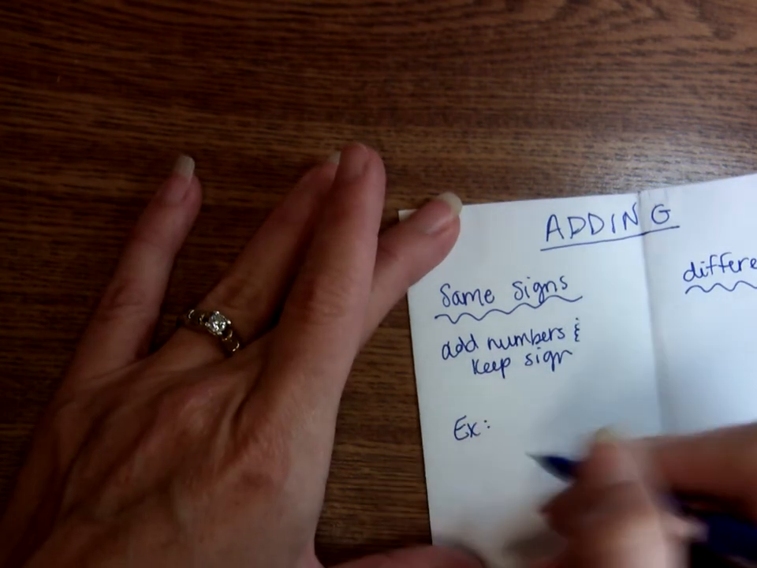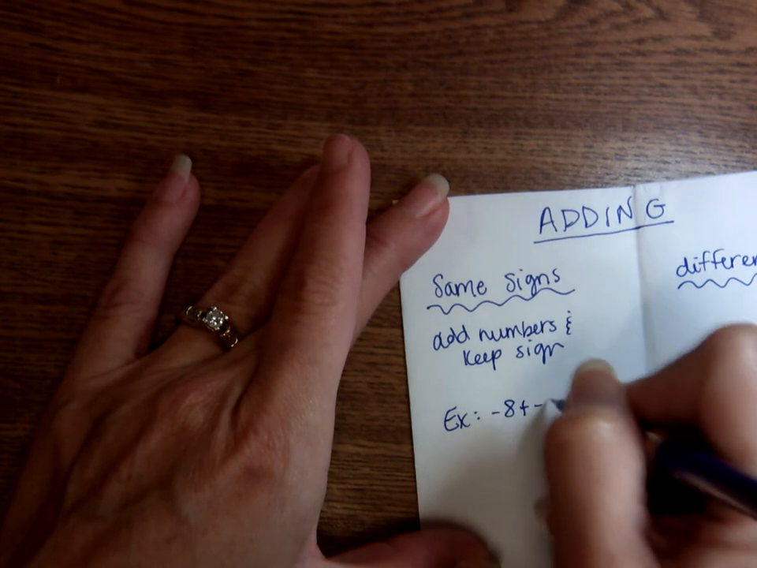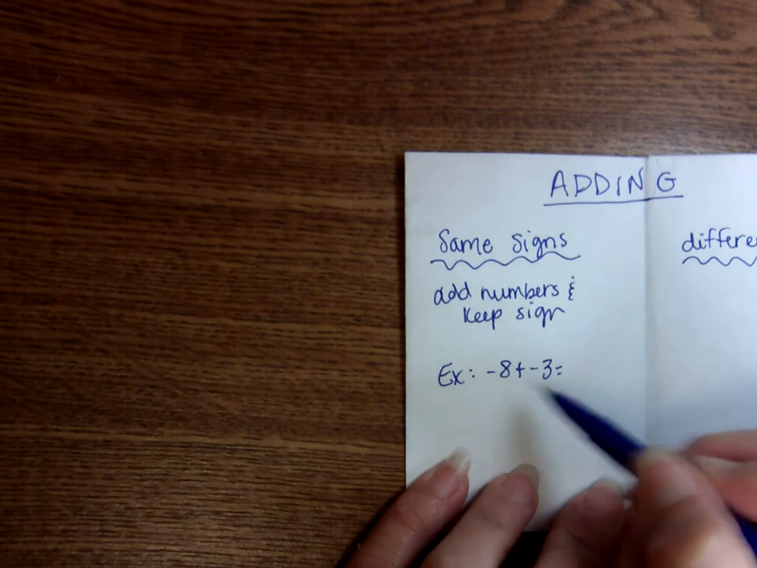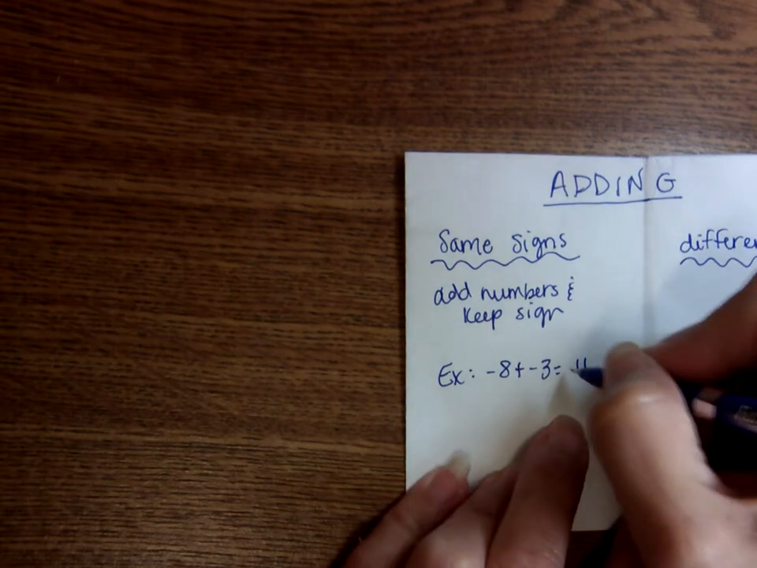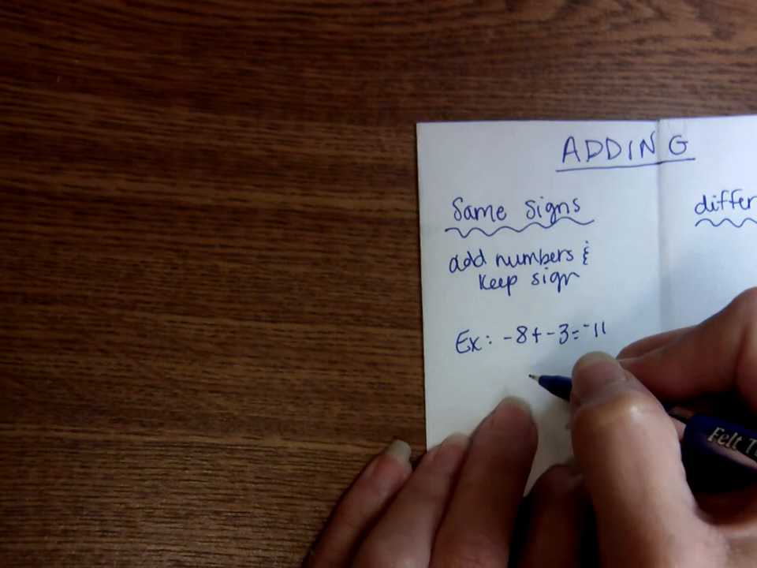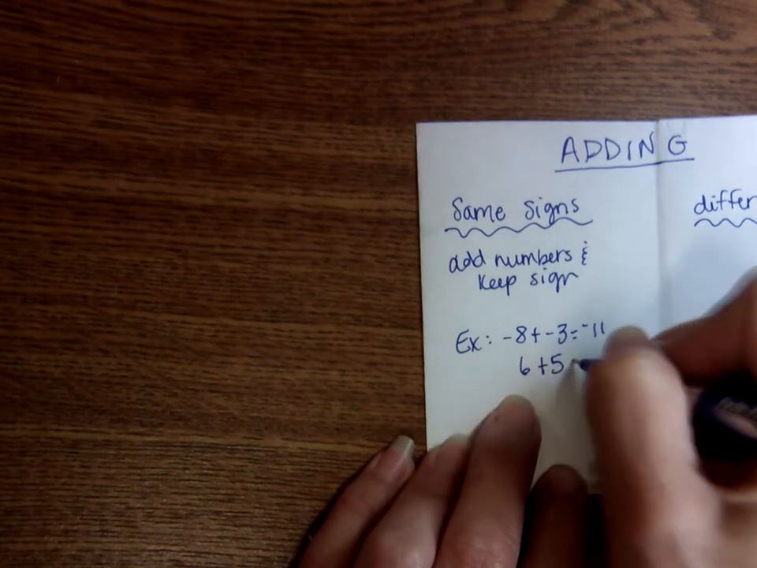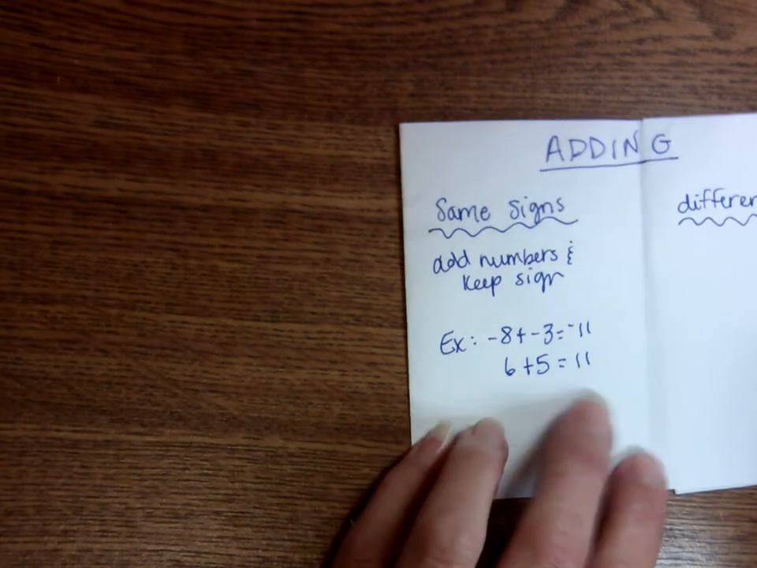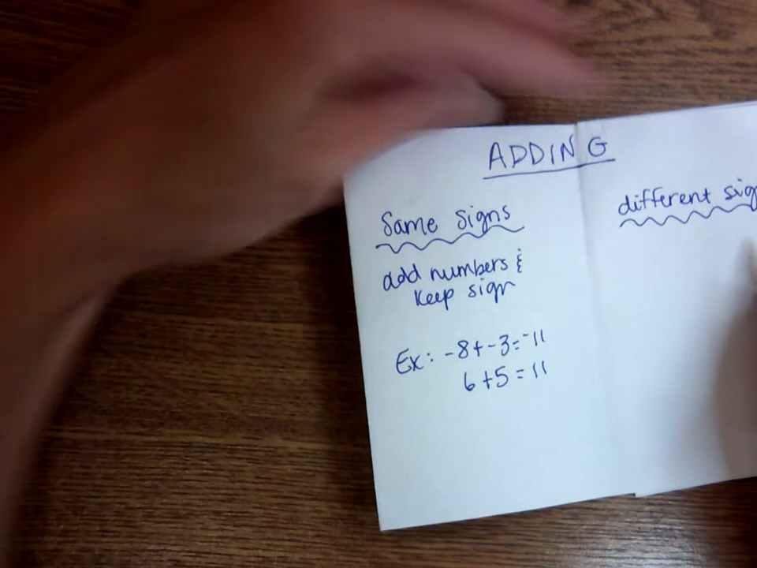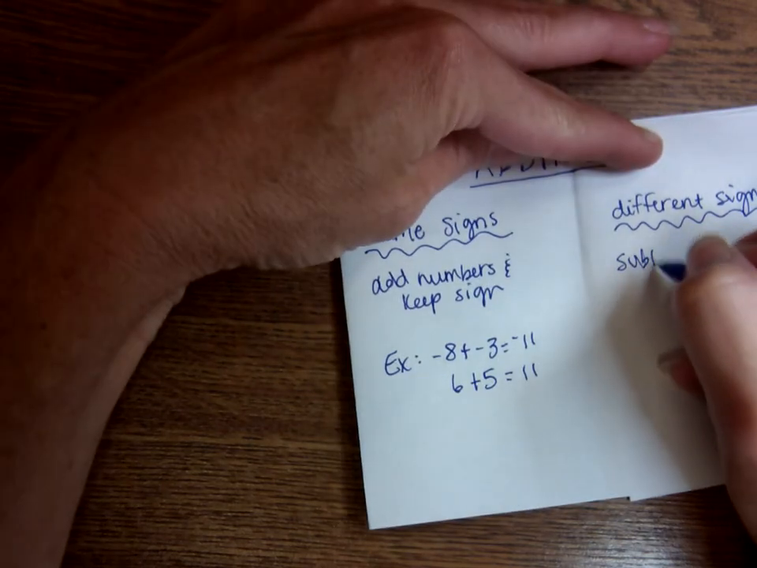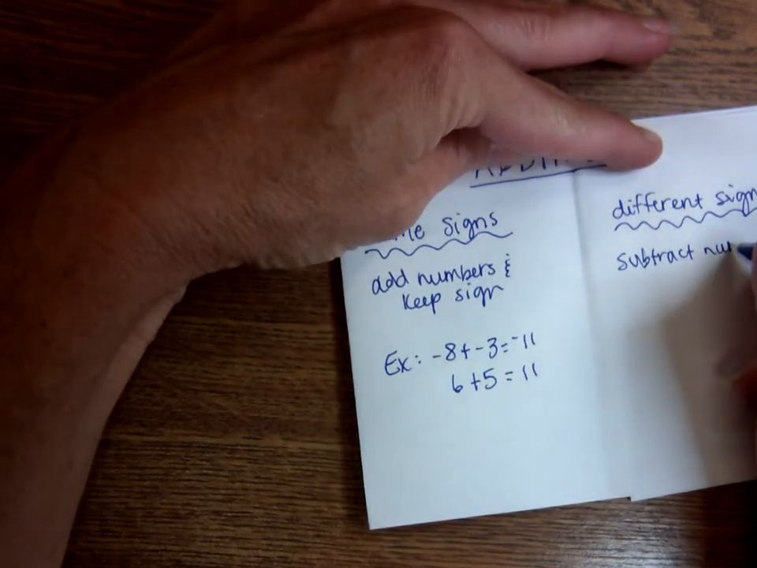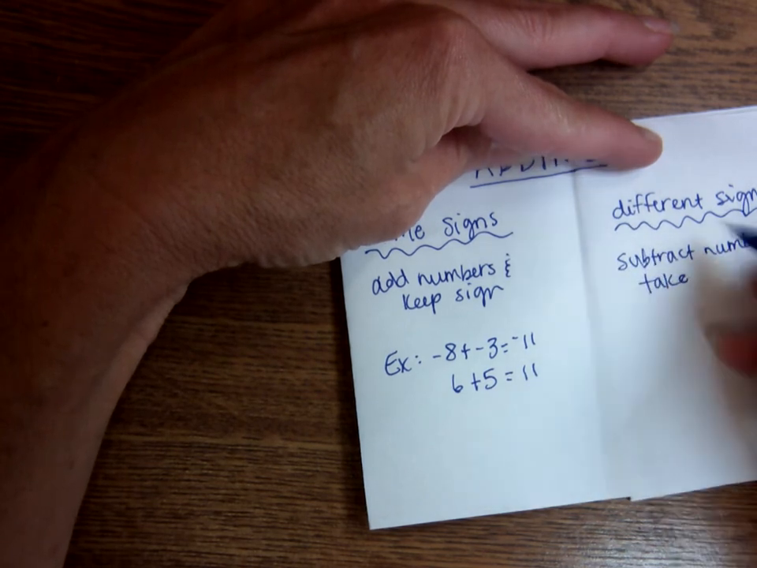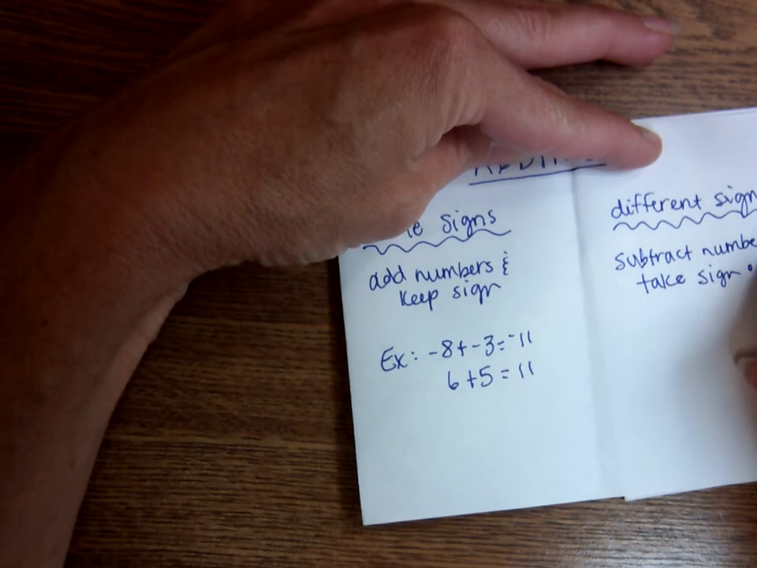So let's look at some examples with that. We have -8 plus -3. Since they are the same sign, they're both negative, we're going to add the numbers and get 11, and it's a negative sign because they're both negative. If we have 6 plus 5, again, they're both positive, and so we're going to add the numbers and keep the positive sign. Now with different signs, what we'll do is we will subtract the numbers, and we're going to take the sign of the higher number. Take the sign of the higher number.